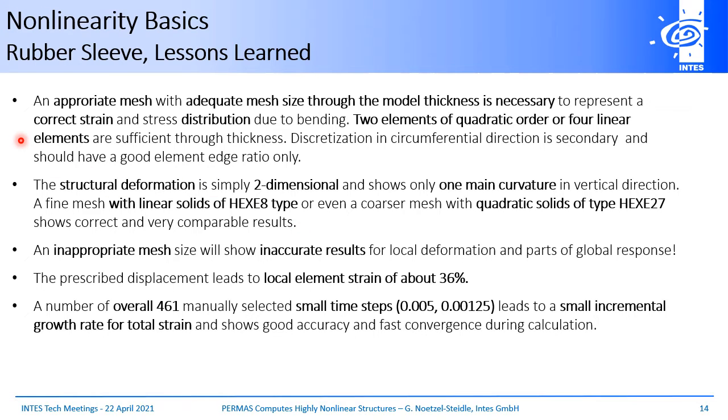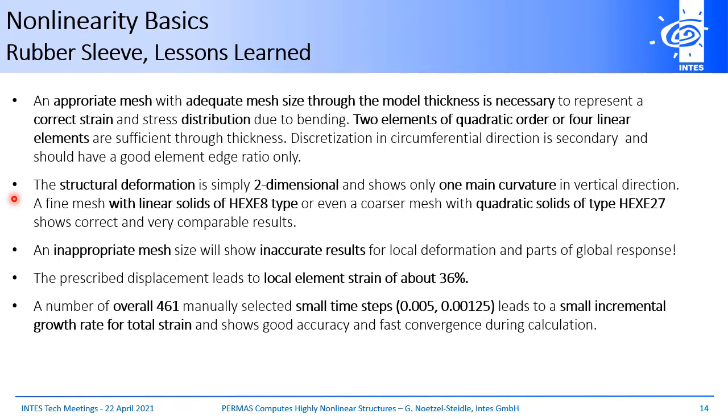Some findings and lessons learned. An appropriate mesh with adequate mesh size through the model thickness is necessary to represent a correct strain and stress distribution due to bending. 2 elements of quadratic order or 4 linear elements are sufficient through thickness. Discretization in circumferential direction is secondary and should have a good element-edge ratio only.